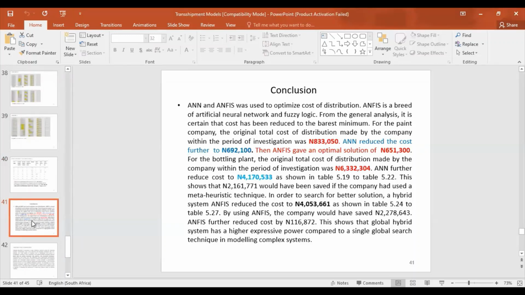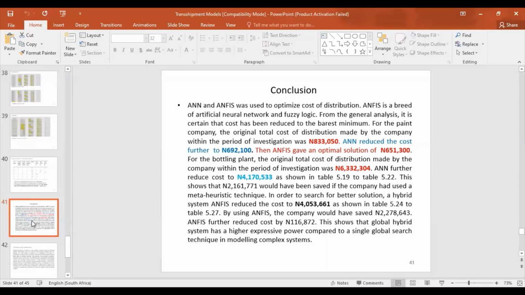So, conclusion. Having discussed this intensively, looking at the solution obtained from ANN and ANFIS, it is very clear that the company spent so much. Using the normal rule of thumb, the company spent more than 8 million distributing product from source to different destinations. But we tried to use the transshipment model and develop an ANN. We further developed the ANN model and obtained a solution of about 6 million, far more than 6 million naira.